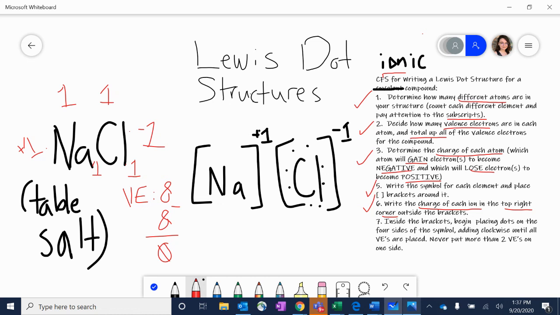Chlorine is happy as a -1 ion. Sodium is happy with its +1 charge. We are good. This is our complete Lewis structure.